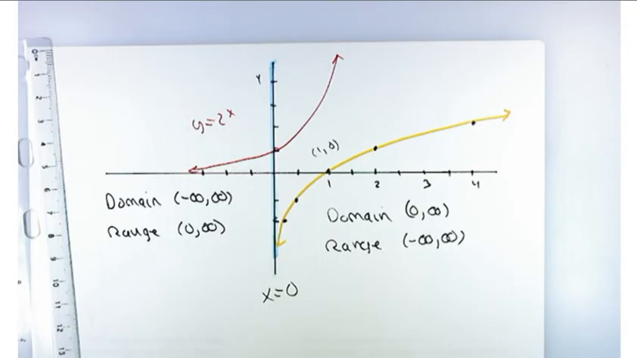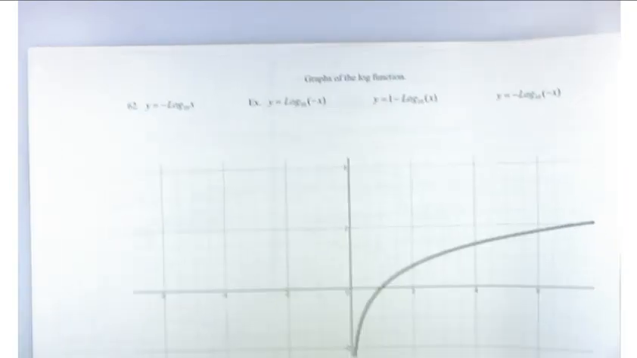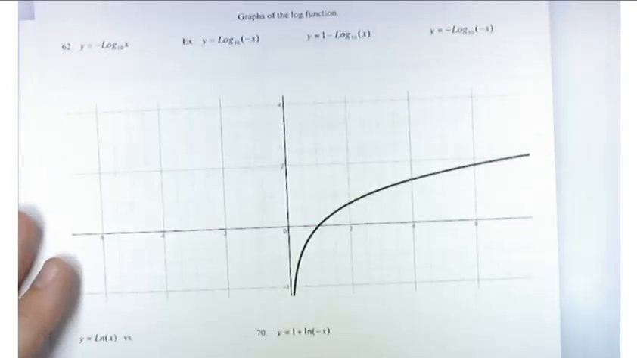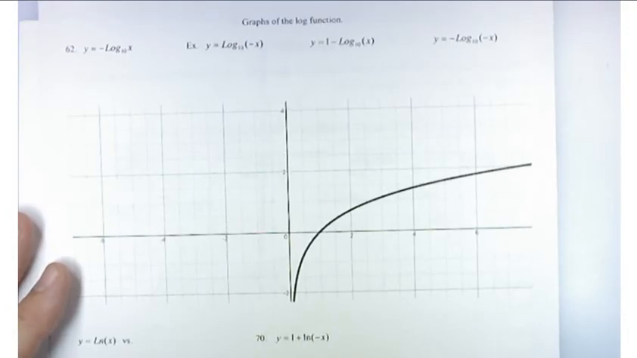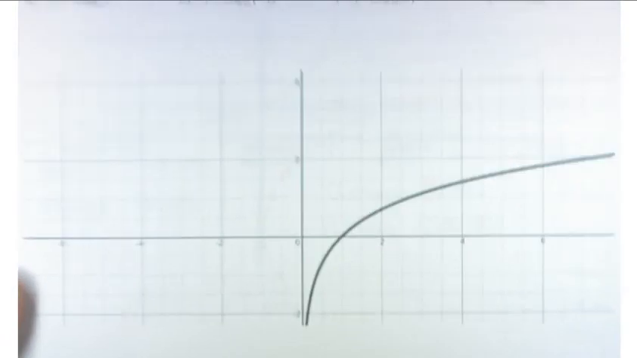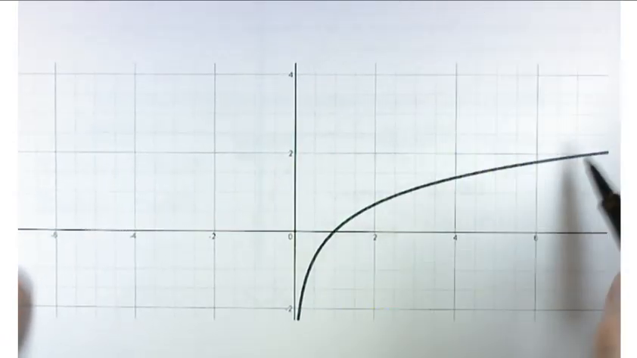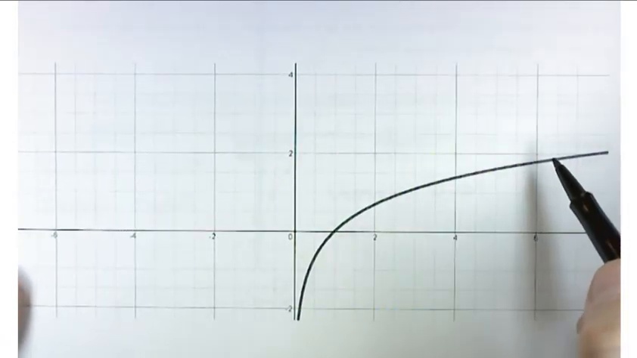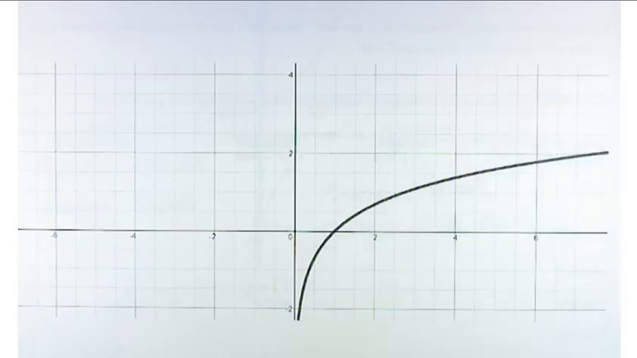So let's play around with some graphs here. Not that many people would recognize it, but I accidentally drew the wrong graph. This is really the graph of ln of x. So I don't know, maybe I should change some of our examples.